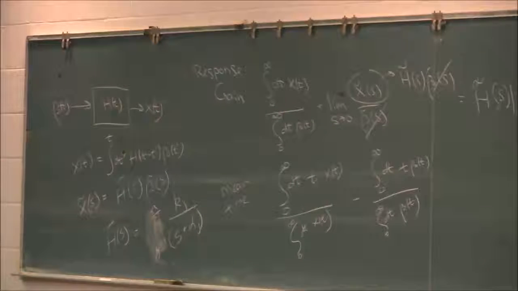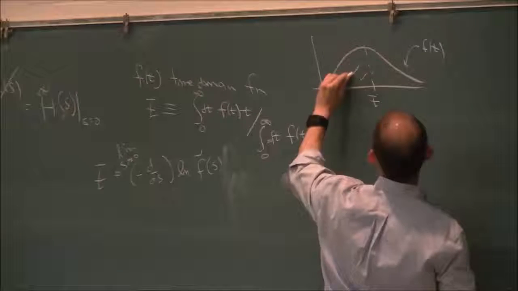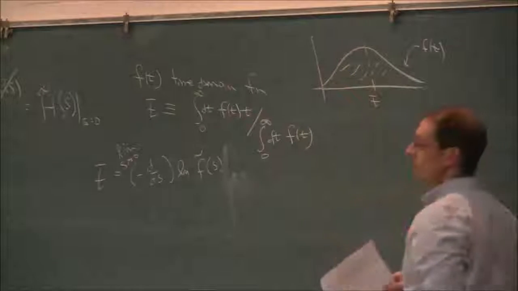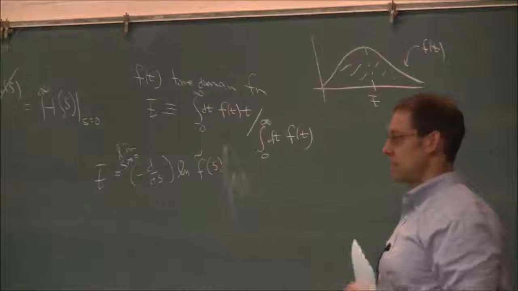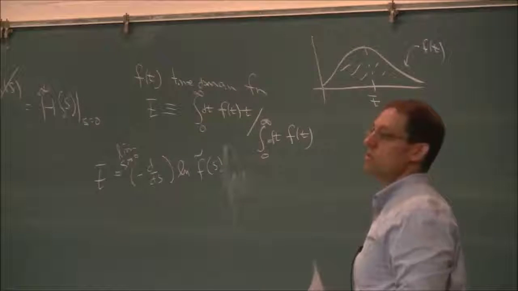Right, there's a question. Yeah, t bar is the mean time of what? Of response, or of the function. So it's like we have this function f of t, and we want to choose this time t bar so that this area is equal to this area. So it's the mean. The first moment.